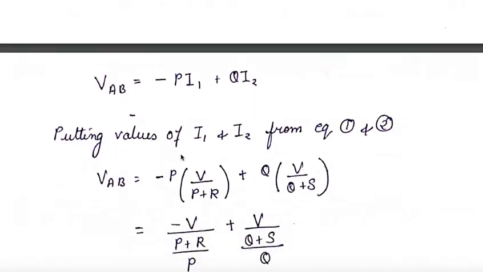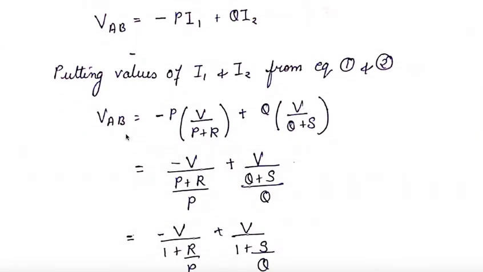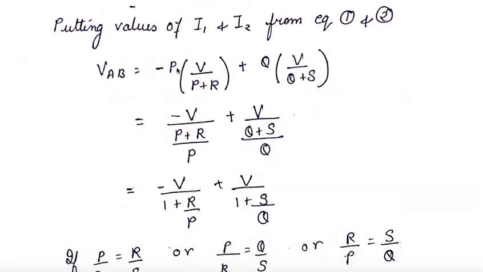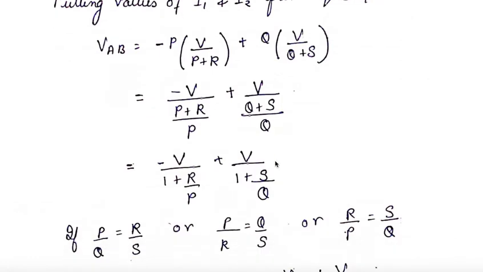Putting values of I1 and I2 from equations 1 and 2, we got our equation: minus PV divided by (P plus R) plus QV by (Q plus S). Now we will take this P in the denominator here and this Q in the denominator here. Further, we can take out one P and P cancels, so it can be written as 1 plus R by P. This Q and Q will cancel, and it will be written as 1 plus S by Q.